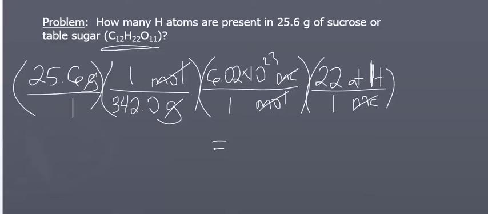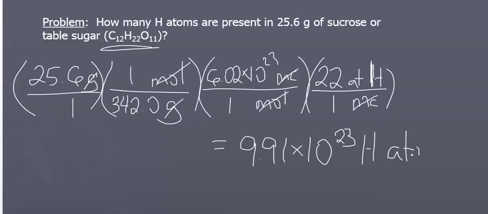So when I multiply and divide, the number of hydrogen atoms comes out to 9.91 times 10 to the 23rd hydrogen atoms.